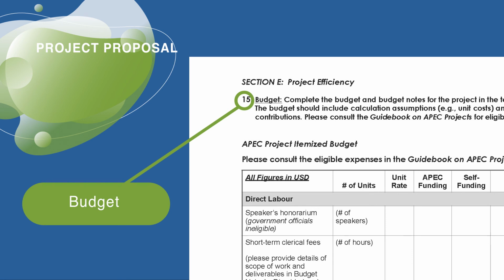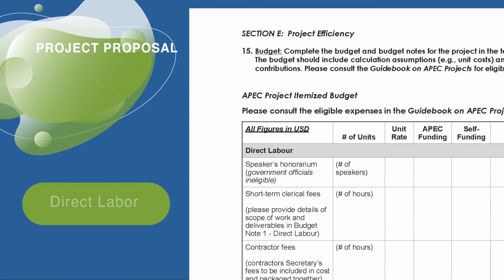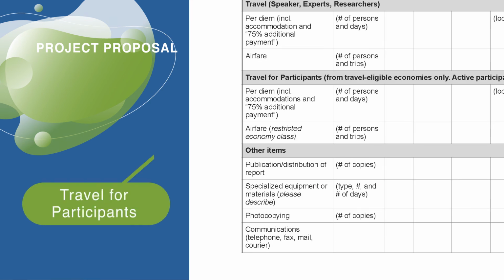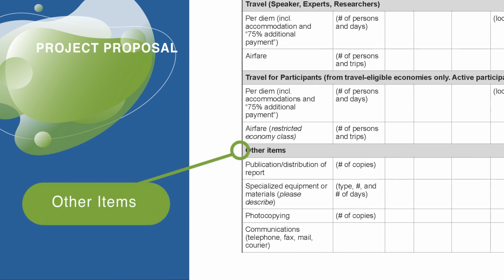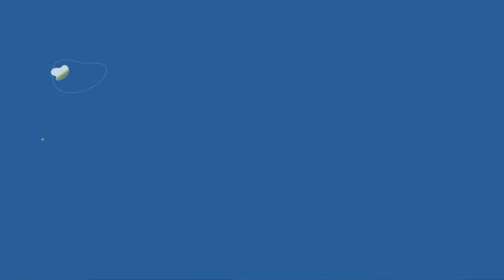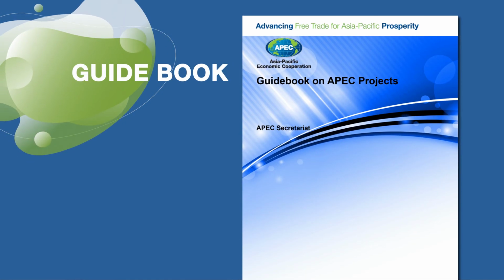An APEC-funded project budget has 4 elements. Direct labor describes the contracting and work undertaking planned for your project, as well as the honoraria to be paid to eligible speakers and experts. The travel costs for speakers and experts and travel-eligible participants are shown in 2 travel sections. Other items describe costs associated with hosting events, such as venue hire or specialized equipment for virtual events, and other costs. The guidebook on APEC project deals extensively with project expenses, disbursements, or contracting, so you're encouraged to refer to the guidebook.